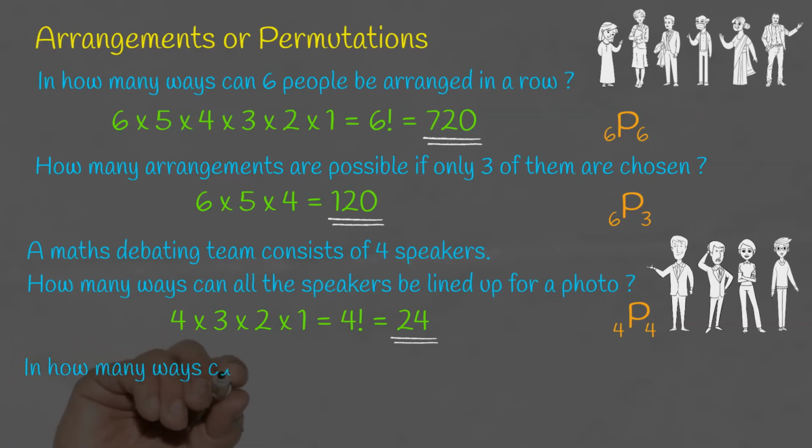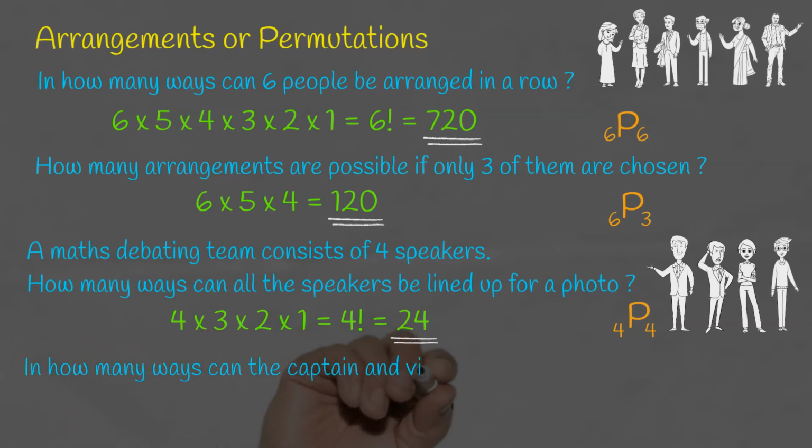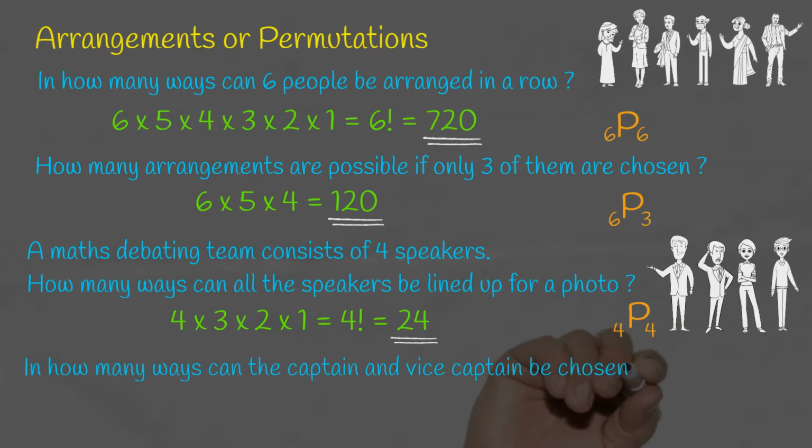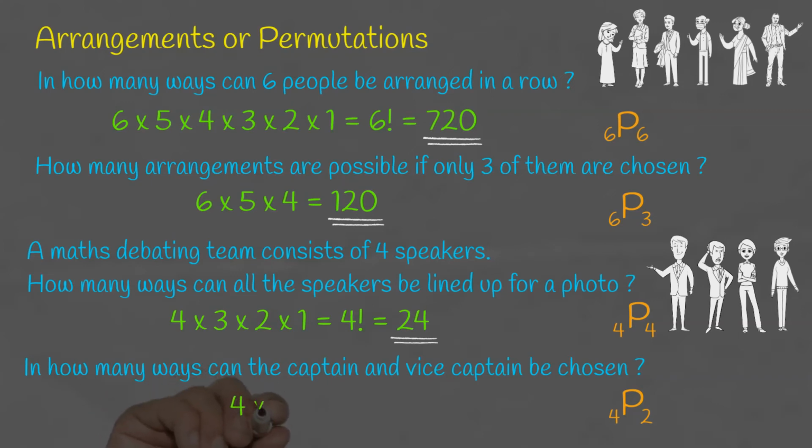And then we want to find out how many ways we can choose the captain and the vice captain. This can also be written as 4p2 because there are 4 people to choose from, but we only want 2 of them to be arranged as captain and vice captain. And for the first position, captain, we have 4 different people to choose from. And for the vice captain, there will only be 3 remaining people to choose from. So the answer is 4 times 3, which is 12.